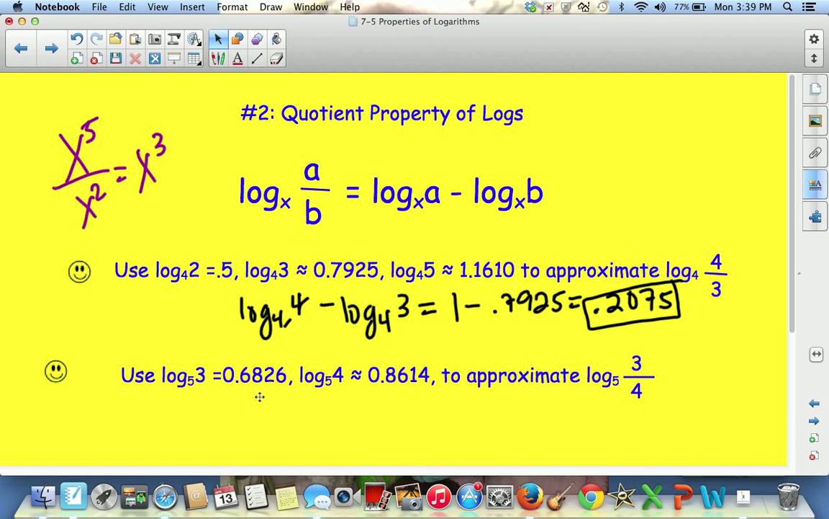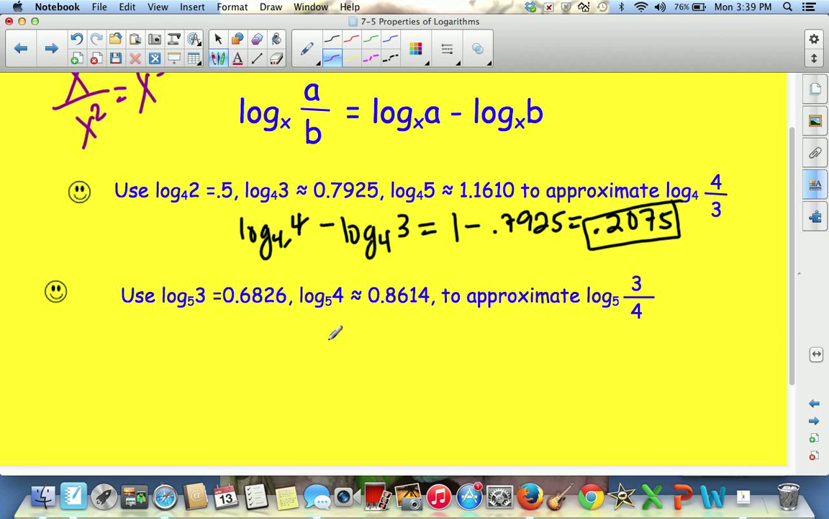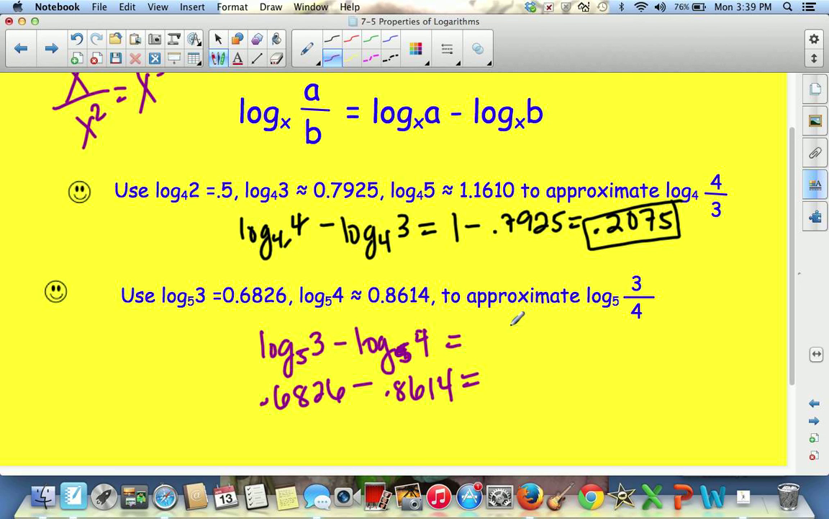What about this one here? Again, you're going to go ahead and subtract your logarithms. So we have log base 5 of 3, and those are both given to us, so this one's pretty simple, minus log base 5 of 4. So we're going to subtract the 2, so it's going to be 0.6826 minus 0.8614. We're going to get a negative number, and you should get negative 0.1788.